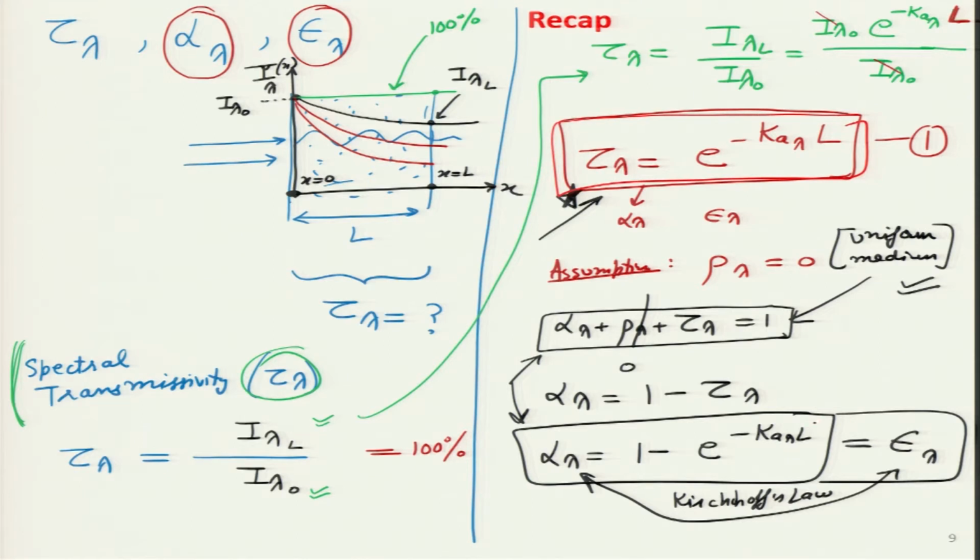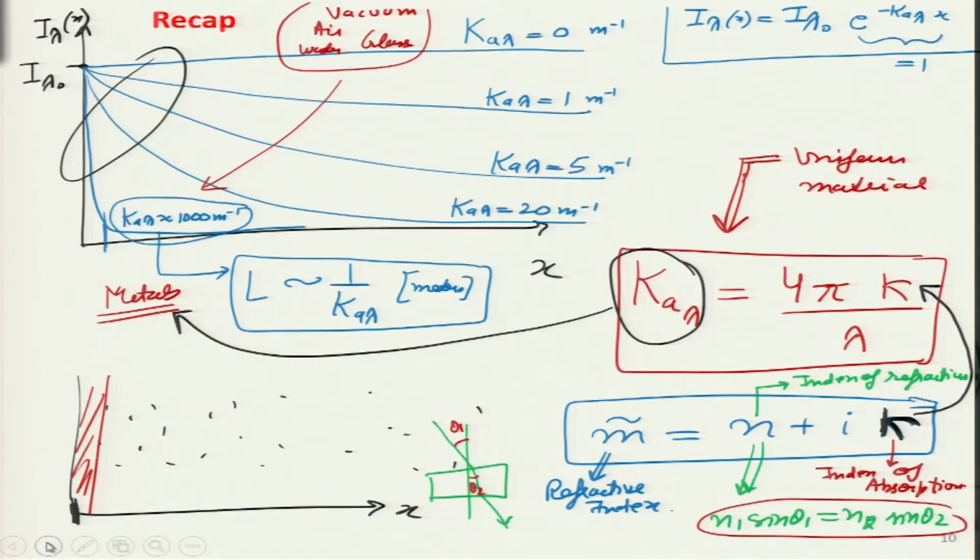Then we get alpha lambda, spectral absorption, and spectral emission, which are the same because of Kirchhoff's law. Then towards the end, I also provided a physical understanding of that important parameter, capital Ka lambda, which stood for the absorption coefficient and had the units of meter inverse. Where does it actually come from?